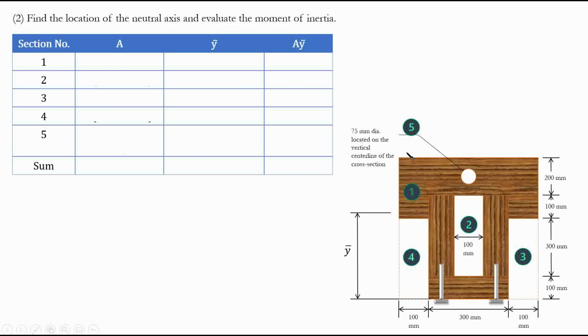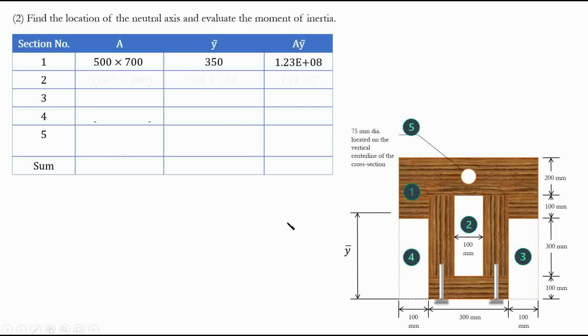So here, if we start with section 1, we said 500 times 700, and your y tilde is 350, right? Why is it 350? Well, it's just the centroid of this whole big rectangle, so 700 divided by 2, basically. 700 is this one, divided by 2.